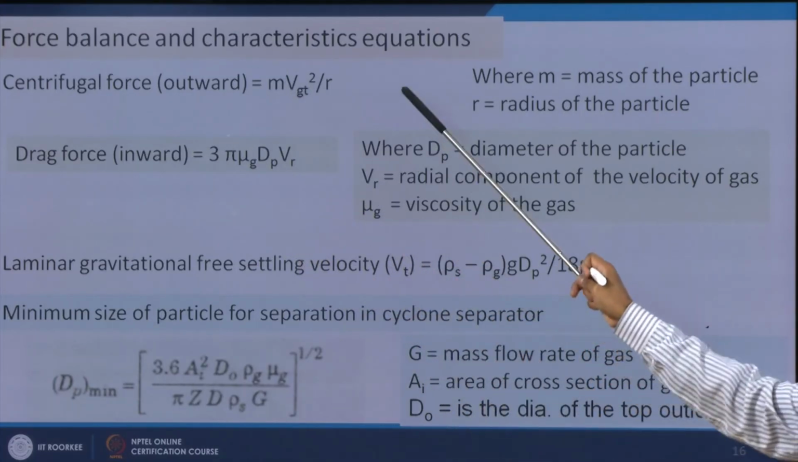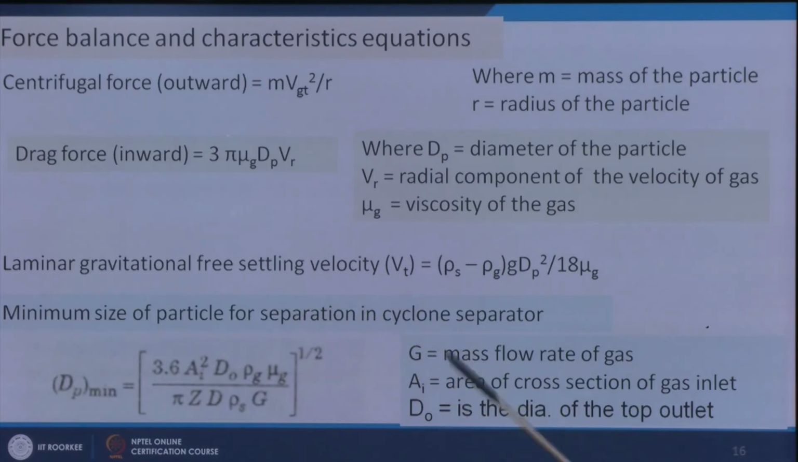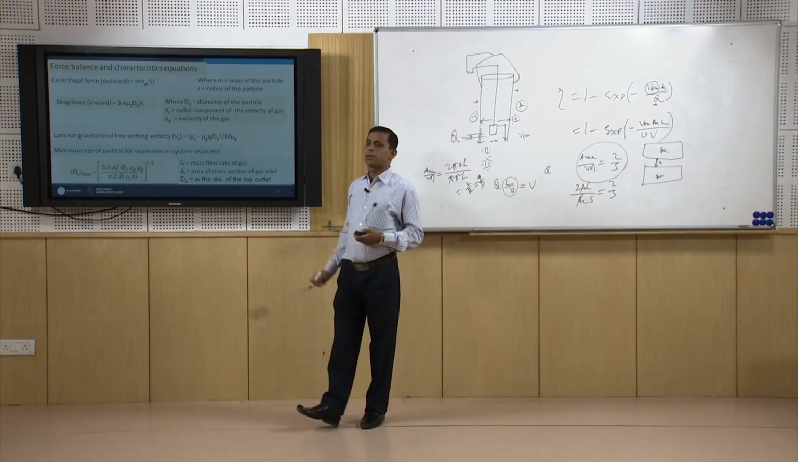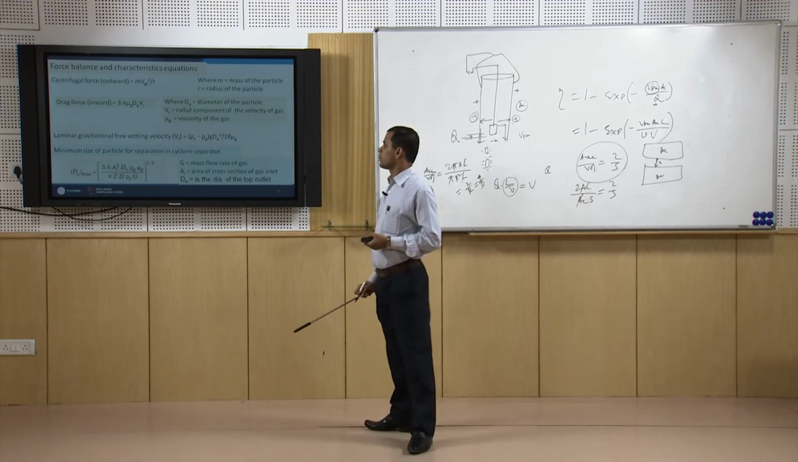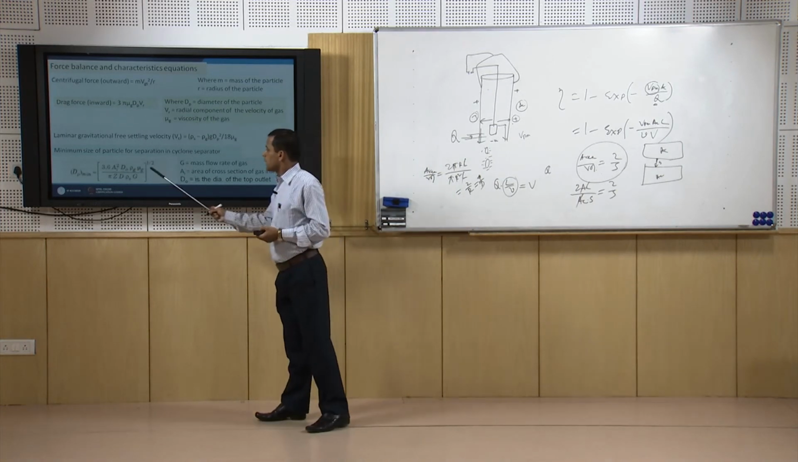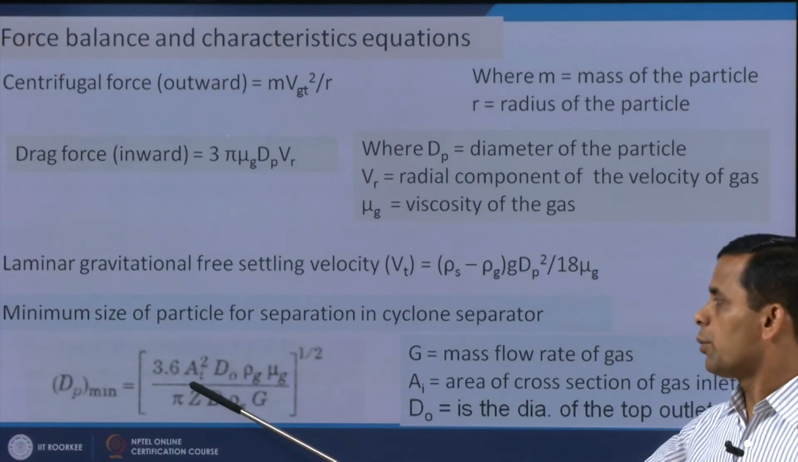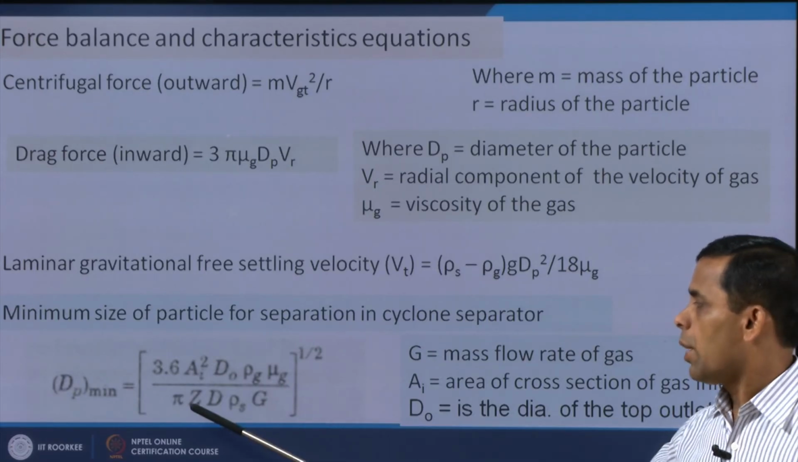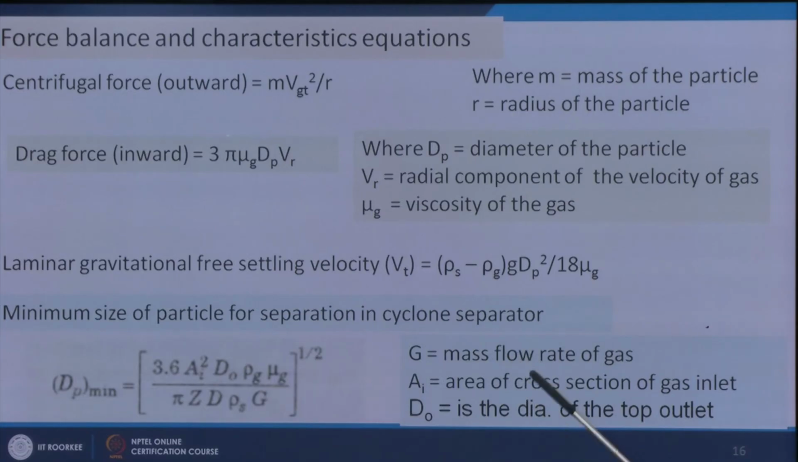The expressions are given here, and these are the laminar gravitational free settling velocity, which we have already discussed, and the minimum size of particles for separation in a cyclone separator. What is the minimum particle size that can be separated from this separator? That can be calculated through this empirical relationship: d_P minimum is equal to 3.6 A_I squared D_o rho_g mu_g pi z d rho_s and G. This G is the mass flow rate of gas.